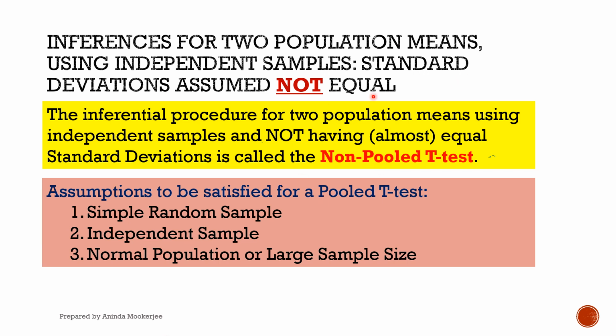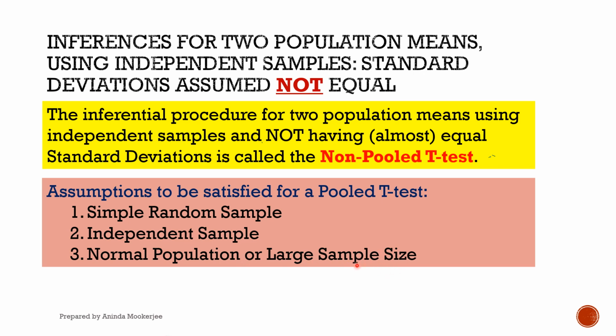We have to keep the two standard deviations separate. That whole process is called the non-pool t-test, and it uses different formulas, and it also uses a different formula for the degrees of freedom. We will see shortly what those formulas are. But the assumptions here are number 1, a simple random sample, number 2, it has to be an independent sample, and number 3, normal population or large sample size.